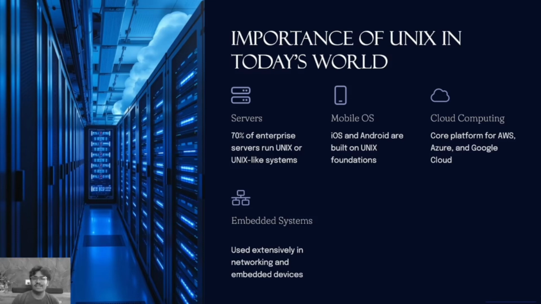As you can see in the PowerPoint, I have listed servers, mobile OS, cloud computing, and embedded systems. You can see the servers: 70% of enterprise servers run on Unix. Mobile OS like iOS and Android are built on the Unix foundation. Cloud computing like AWS, Azure, and Google Cloud are also based on the Unix structure only.